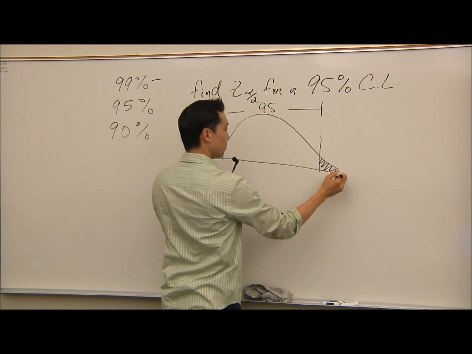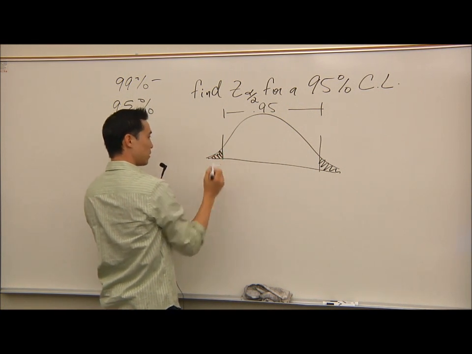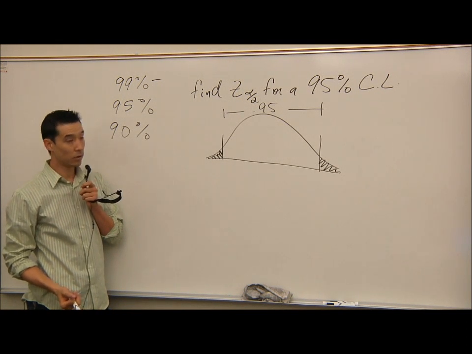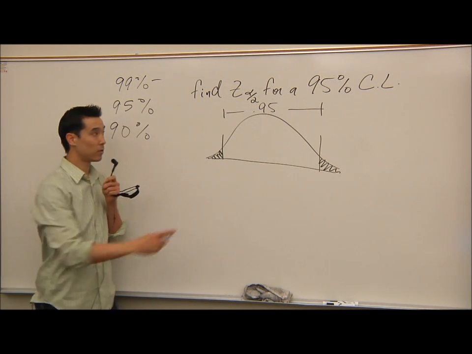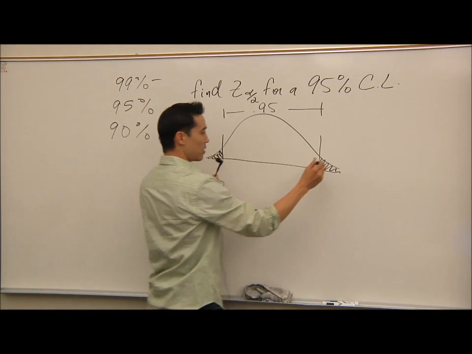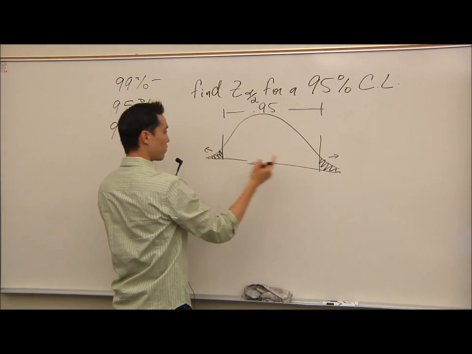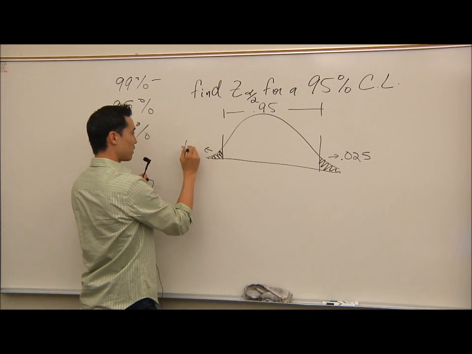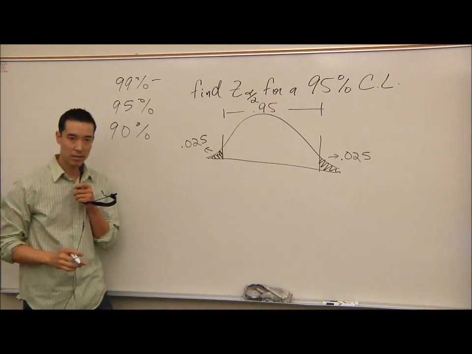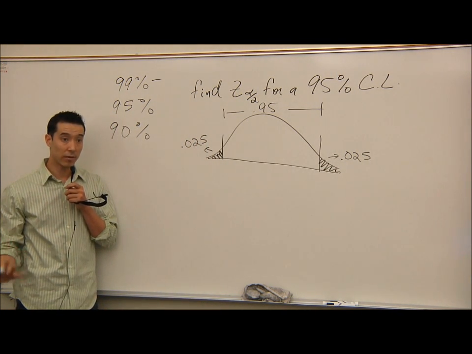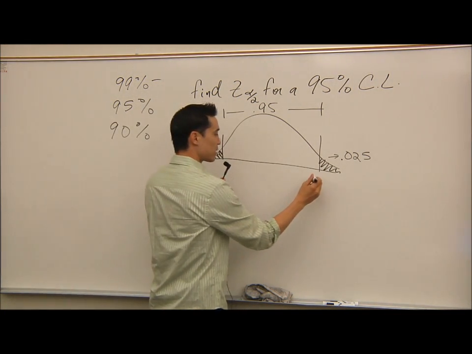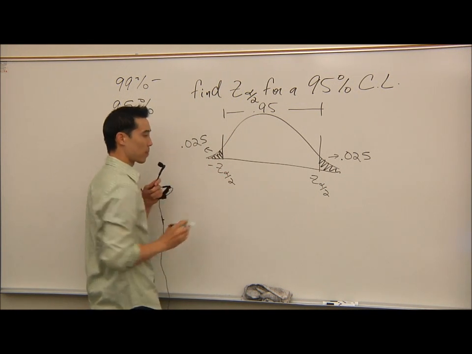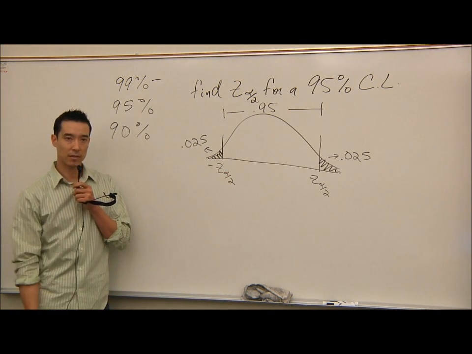Okay? So what is alpha in this problem? What does alpha always represent? The total shaded area. What would that have to be? 0.05, right? 0.05 for this to add up to 1. Okay? So if the whole area is 0.05, then what are each of these going to be? 0.025. Okay? It's always the same. 0.05 is left for the total area. I split it in half. This is going to be z sub alpha over 2. This is going to be negative z sub alpha over 2. They're going to be the same numbers, but one's negative and one's positive because of symmetry.